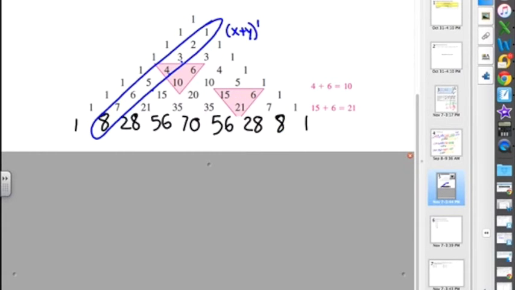Any other patterns you guys recognize? The second diagonal goes plus 2, plus 3, plus 4, plus 5, plus 6, 7, etc. It goes 1, 3, 6, 10, 15, 21. So there's a pattern there. You're adding 2, adding 3, adding 4, adding 5, adding 6, adding 7, and so on. It's a good one.